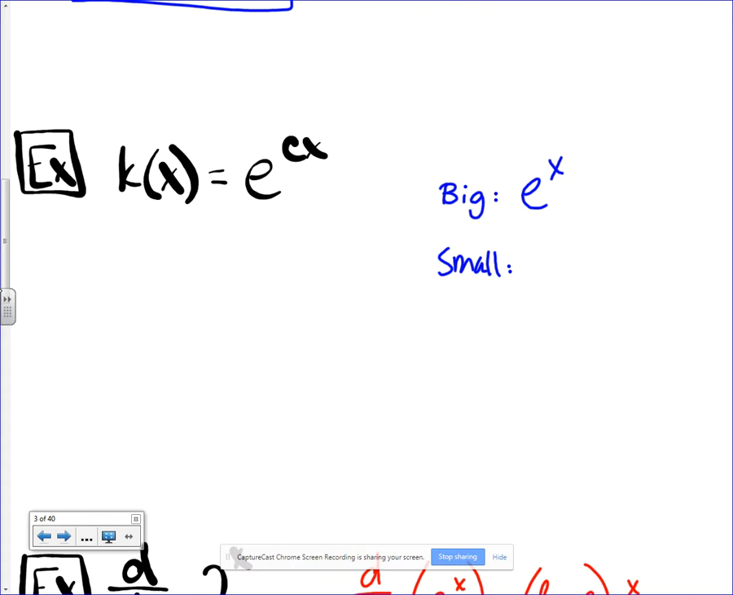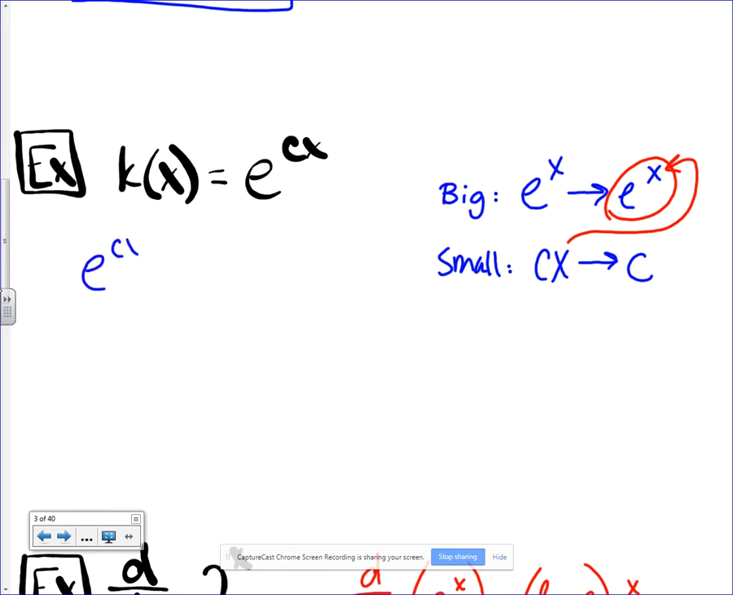And inside the big function, we have the small function. So I'm going to go ahead and find my derivatives. And now I'm going to do the chain rule. Take the derivative of the big function and insert the little function. Then we need to multiply by the derivative of the little function.